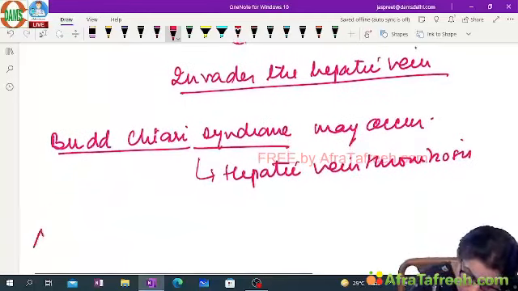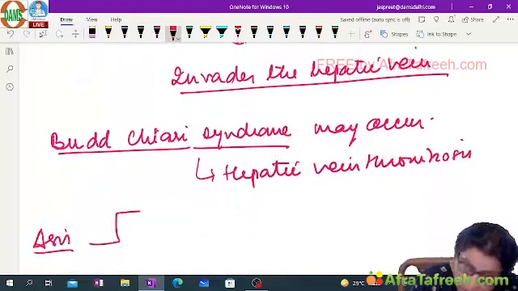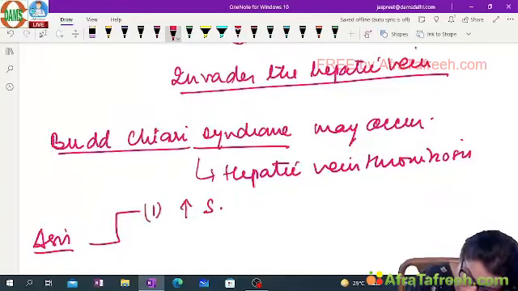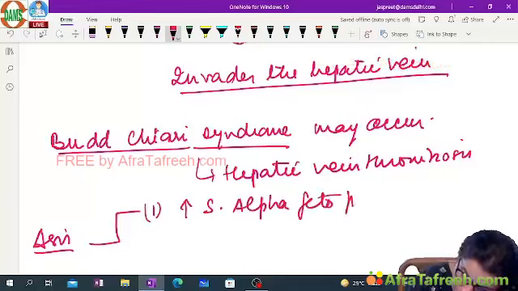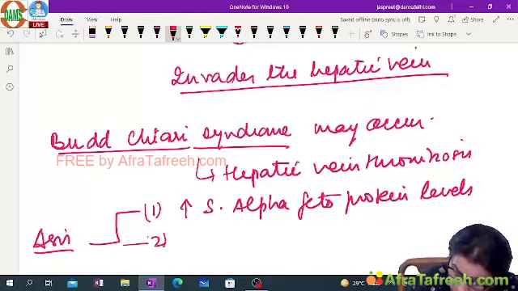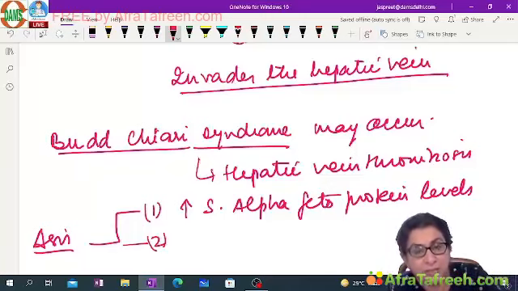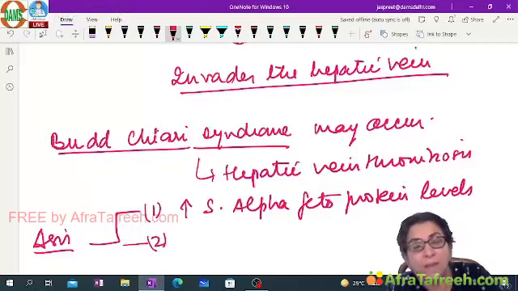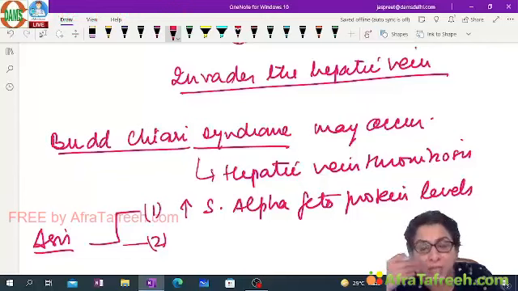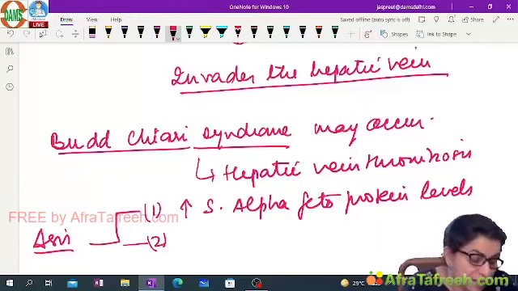Okay, then diagnosis. How do you diagnose? There is a tumor marker called alpha-fetoprotein. So increased serum alpha-fetoprotein levels. But we know serum markers should not be used as a sole means. They should not be used for screening and diagnosis. They can be used as adjuncts to diagnosis, to follow up and to monitor recurrence. So alpha-fetoprotein levels are raised.